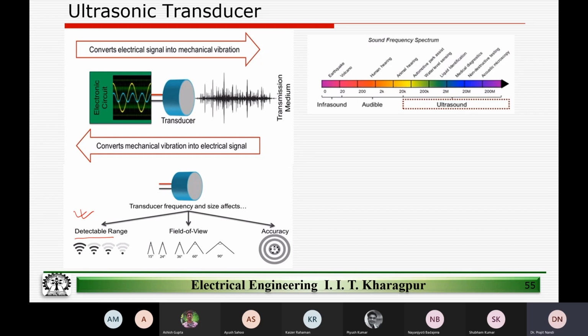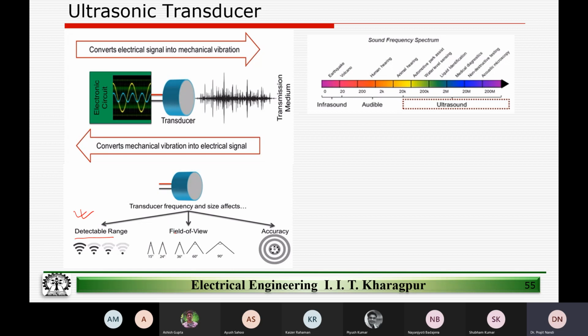Because there will be loss in the medium as the sound waves propagate. We are going to quantify each of these, the power, the sound wave velocity, and all that, in the mathematics portion when we deal with it. But it makes obvious sense that if the transducer size is small, it may not be able to detect objects far from it.